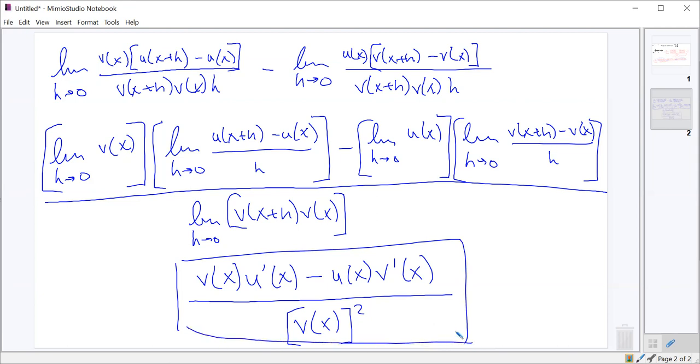And this is the quotient rule for derivatives. The derivative of u of x divided by v of x equals v of x times the derivative of u minus u of x times the derivative of v, all divided by v of x squared.